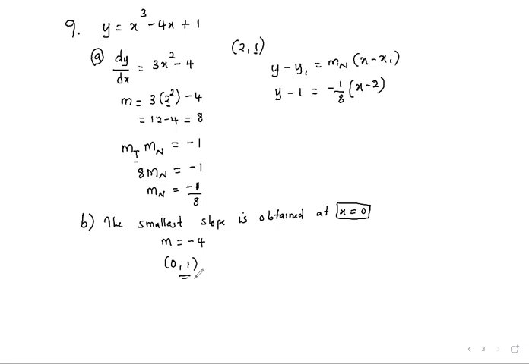Sir, hello, you know you've lost me. How are you getting the (0,1)? So look at the equation that we have. What we're talking about here is the equation 3x squared minus 4. This is the equation that gives us the slope. So when does this become the smallest? At which point is it giving us the smallest number?